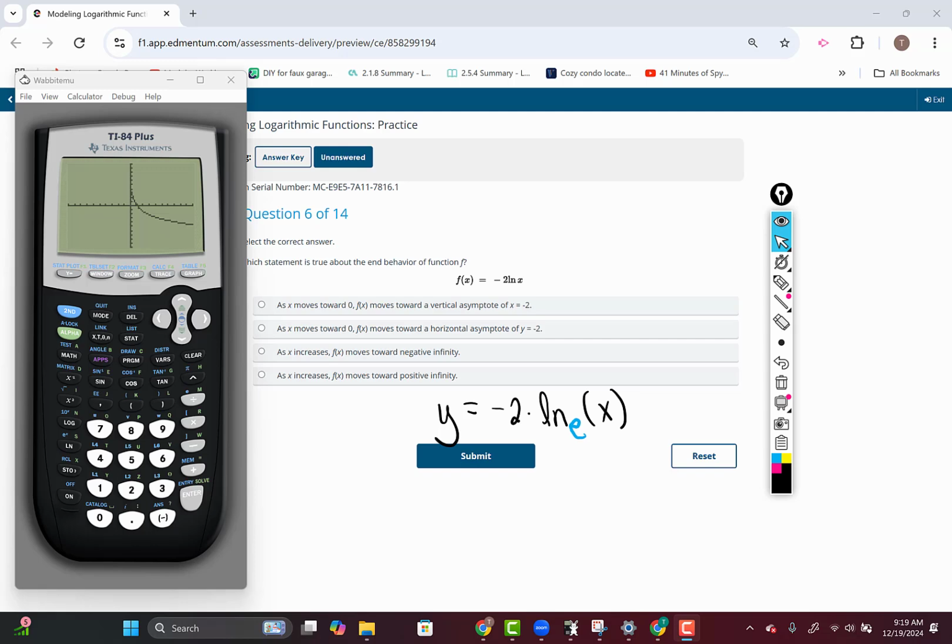So let's go through each question here. First off, answer choice A: as x moves towards 0, f of x moves toward a vertical asymptote of x equals negative 2. So they're saying as x approaches 0, which means we're going to the left. And as we approach the left, we're definitely reaching some sort of vertical asymptote, getting closer and closer to that y-axis. But that's not x equals negative 2. X equals negative 2 would be this vertical line over here. So this one does not work for me.